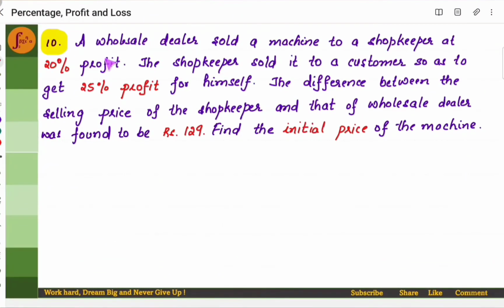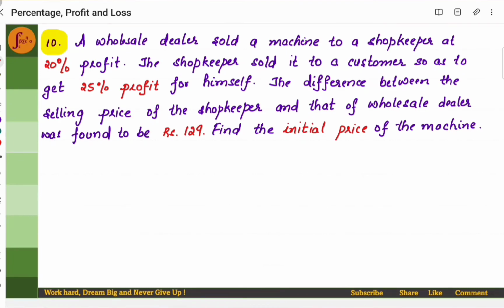Let's take this problem where a wholesale dealer sold a machine to a shopkeeper at 20% profit. The shopkeeper sold it to a customer to get 25% profit for himself. The difference between the selling price of the shopkeeper and that of the wholesale dealer is found to be rupees 129. Find the initial price of the machine.